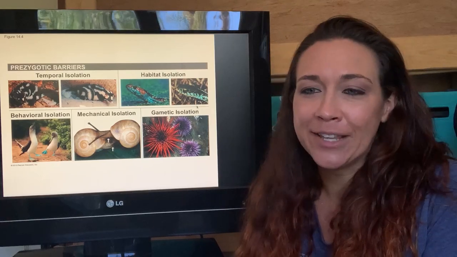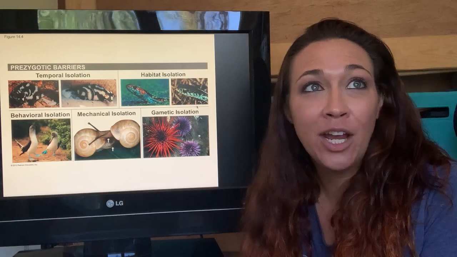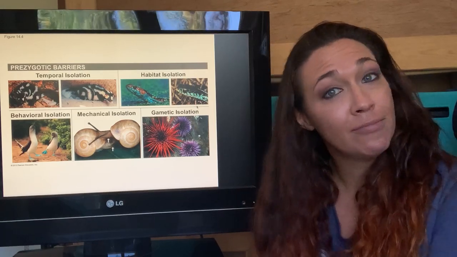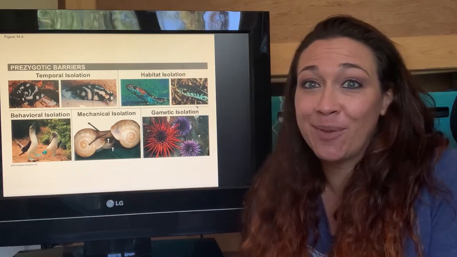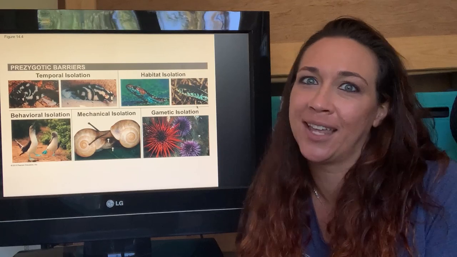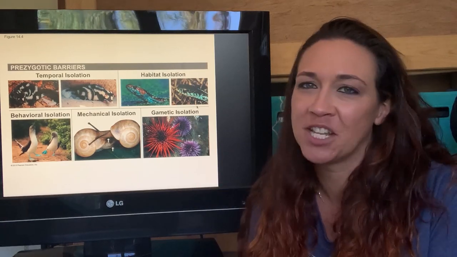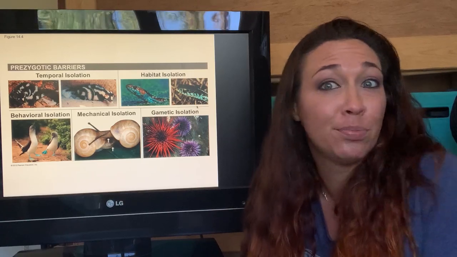Mechanical isolation, this is a fun one. Imagine a Chihuahua and a Great Dane. Mechanically, that's just not going to work. Yeah, you could reproduce. You're in the same place at the same time. Technically, you're the same species. But that's just mechanics. It's just not going to work. Sometimes your genitalia physically just don't line up.